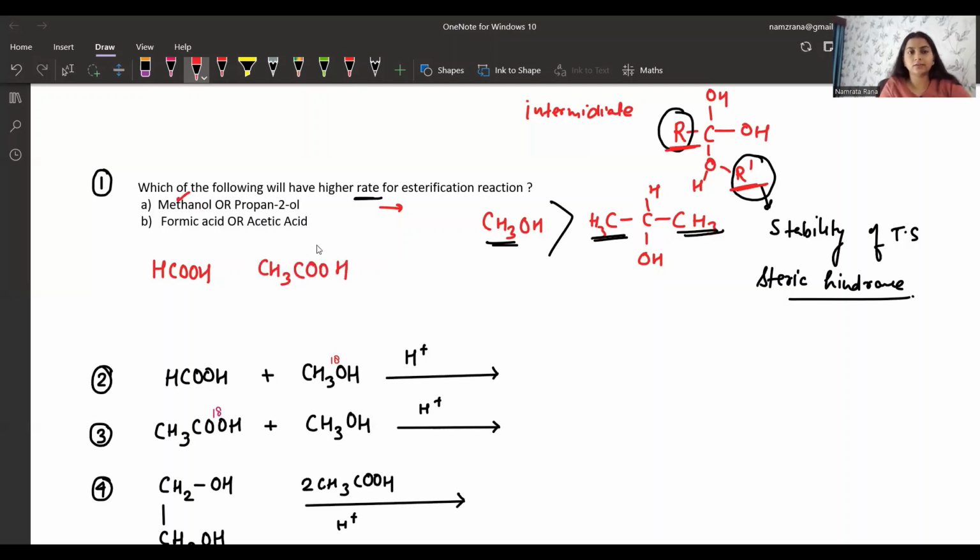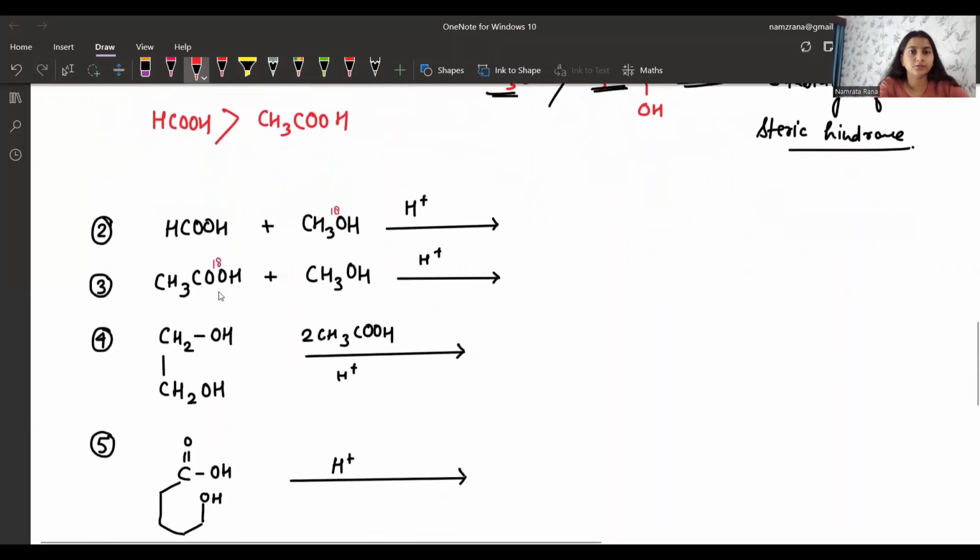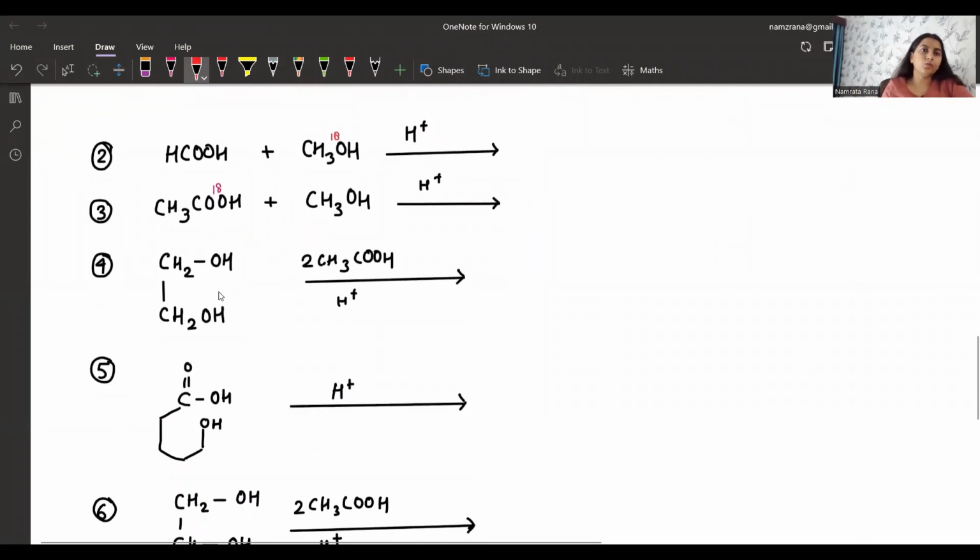So smaller acidic group will have greater rate of reaction. As simple as that. Moving towards the second question. What is given? It is given an acidic part, alcoholic part, and H positive ion. You will not be told to write down the esterification reaction. You need to see that if an acidic part is given, and in front of an acid you have an alcohol in presence of acid, it should strike in your mind that yes, it is an esterification reaction.